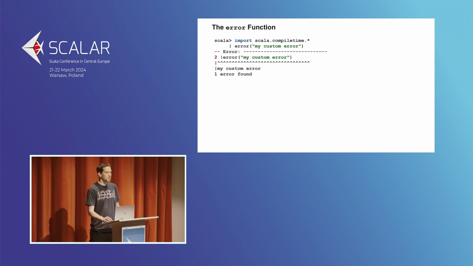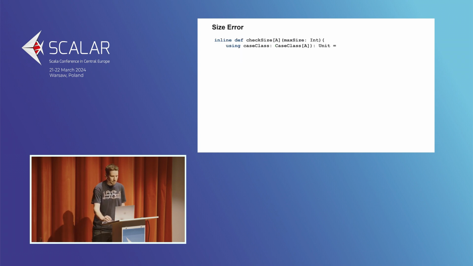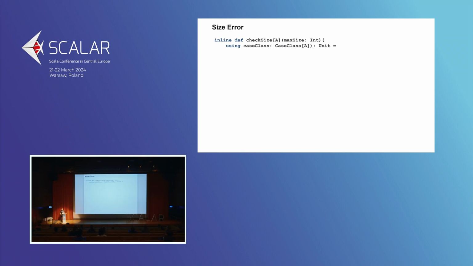So let's try to actually implement the requirements that we have. The first requirement is that the size of the case class is not larger than some limit. So in this signature, we're taking some type, which stands for the case class, a maximum size, and here we're using an implicit instance of a case class, which provides us compile time information about the case class. We'll get deeper into what exactly is there later on, but for now, just know that it's compile time information about the case class. So here's the implementation.